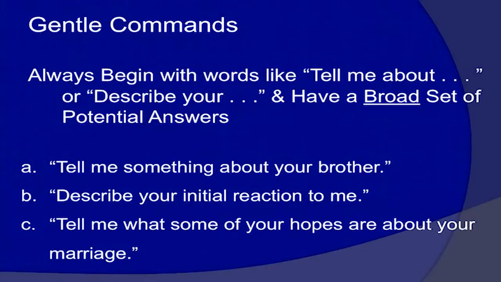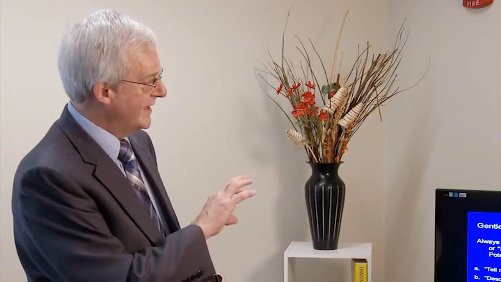They always tend to begin with words like, tell me a little bit about, or tell me more about, or describe what happened back then. So here's some examples. Tell me something about your brother. Describe your initial reaction to me. Tell me what some of your hopes are about your marriage in the future. You'll notice that it's actually a very open-ended technique. It does have to have a very broad set to be a gentle command.